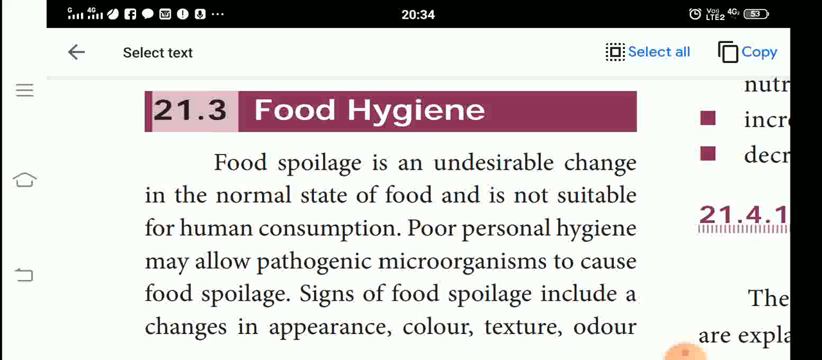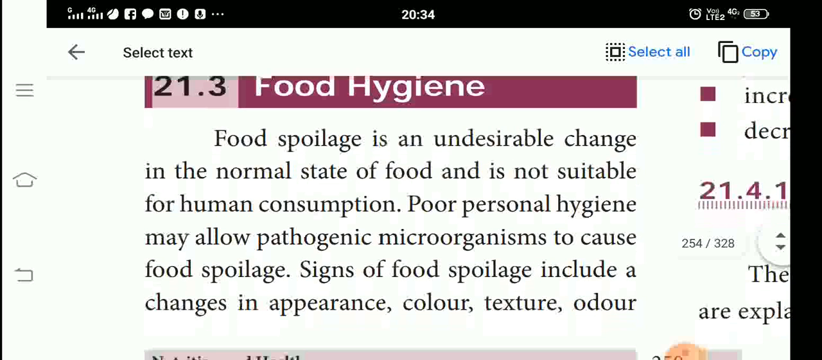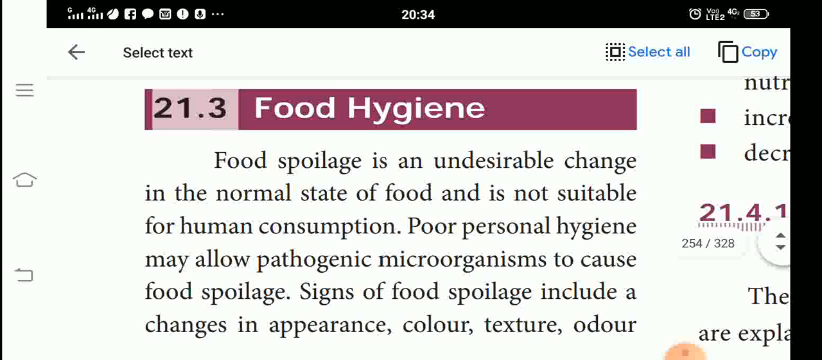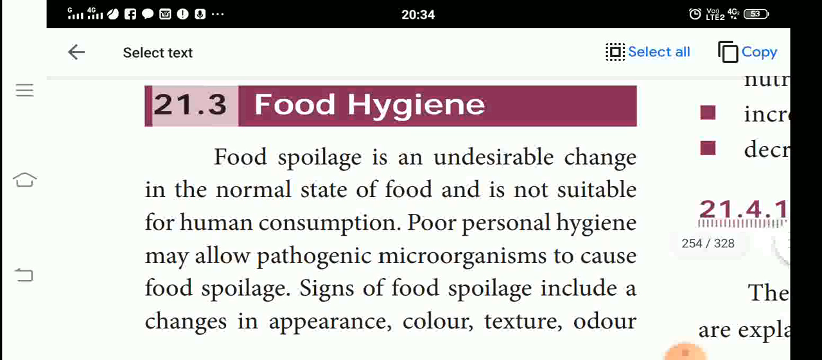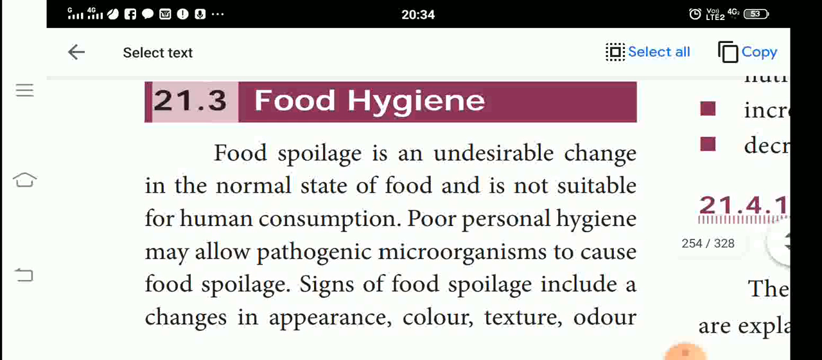Such type of food will cause a disease to the human. So that is called food spoilage. Poor personal hygiene may allow pathogenic microorganisms to cause food spoilage. If we are not taking care of personal hygiene, it will spoil the food. How does it spoil the food? By the growth of microorganisms, it will spoil the food.